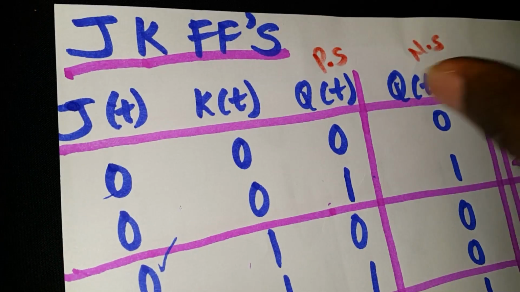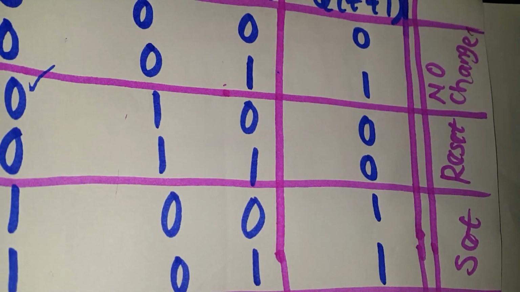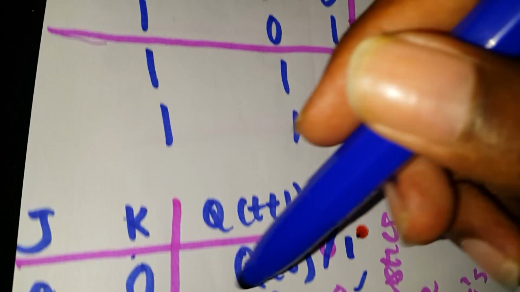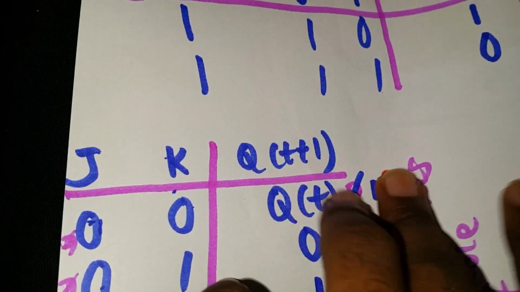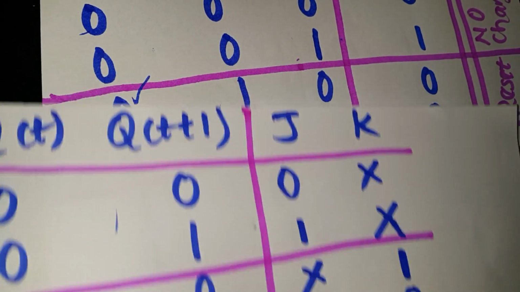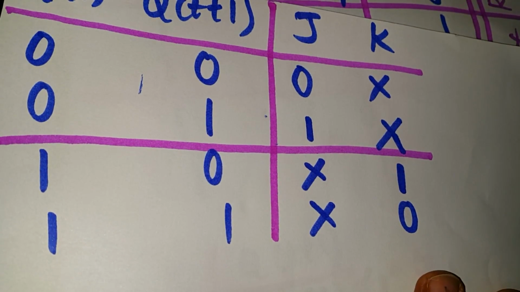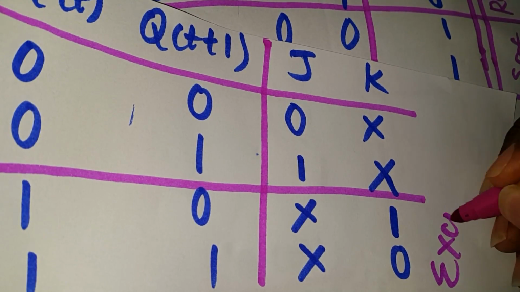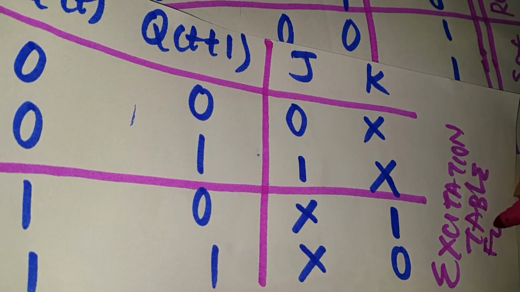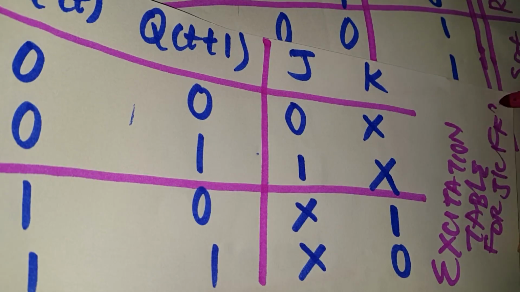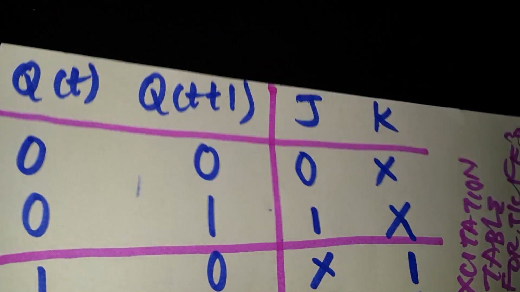What have I talked about so far? This is the truth table for JK flip-flop. And this is the characteristics table for JK flip-flops. Then you get your excitation table from the characteristics table. So this one will be our excitation table for JK flip-flops. So that's all for JK flip-flops.